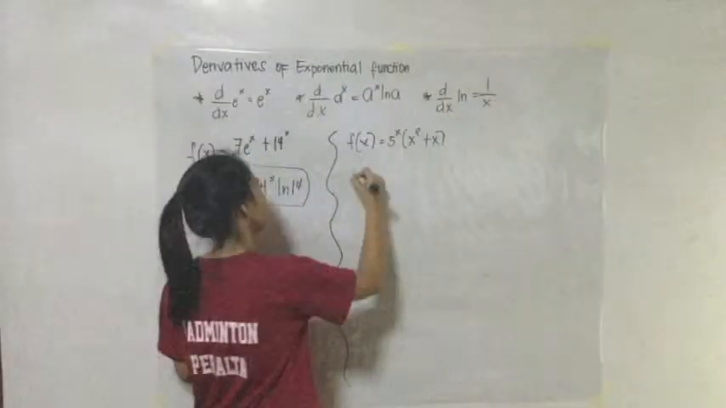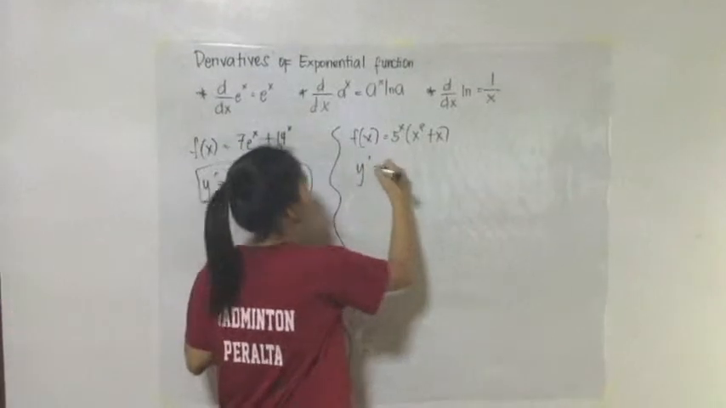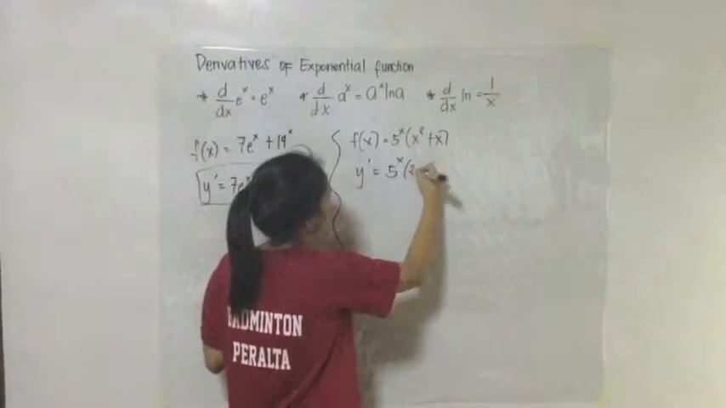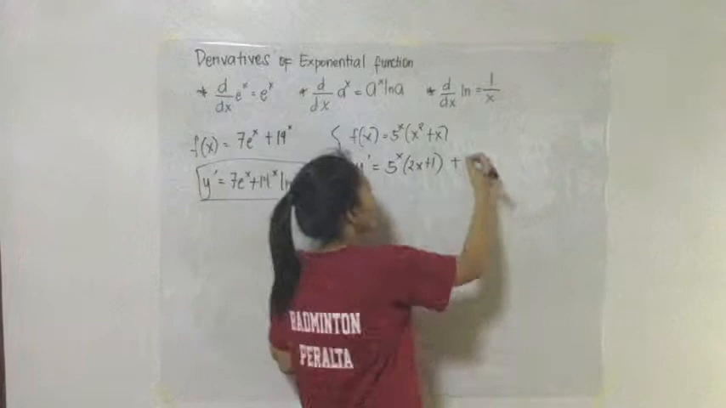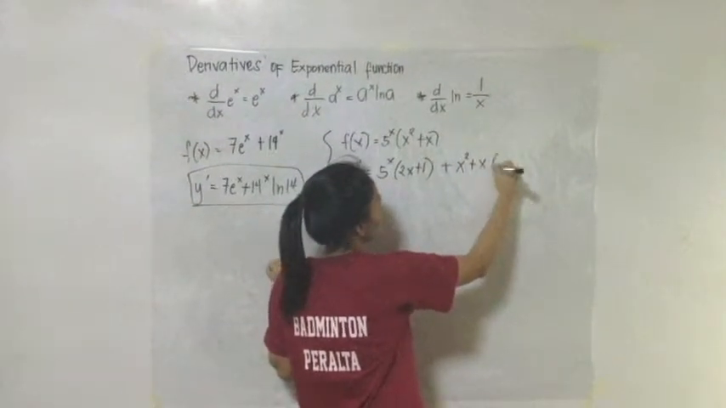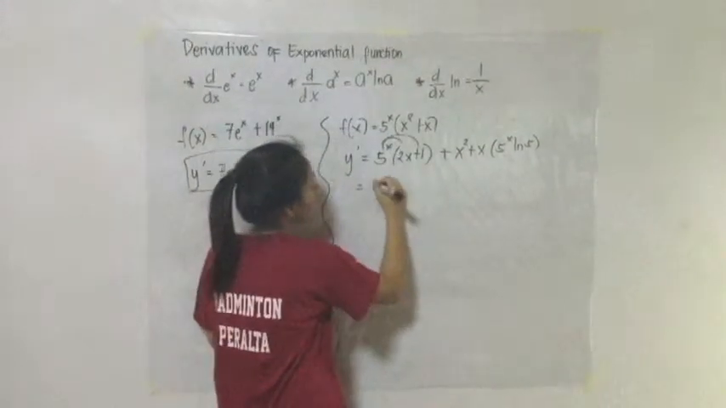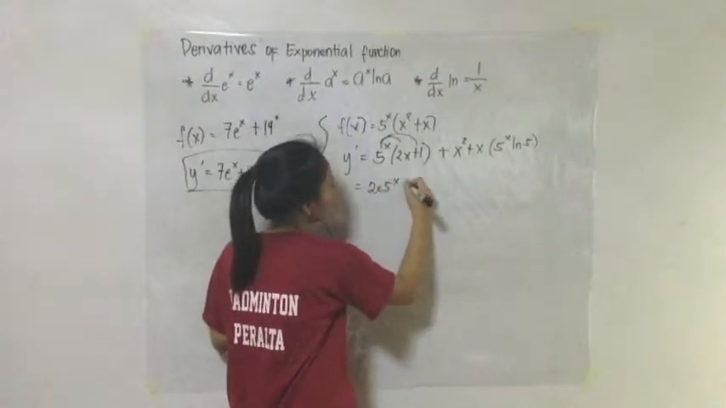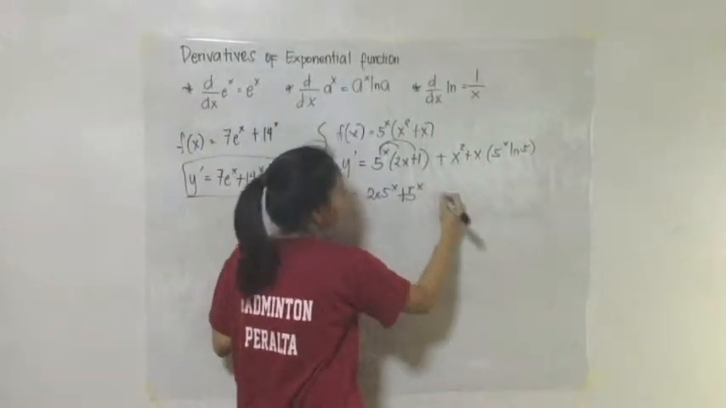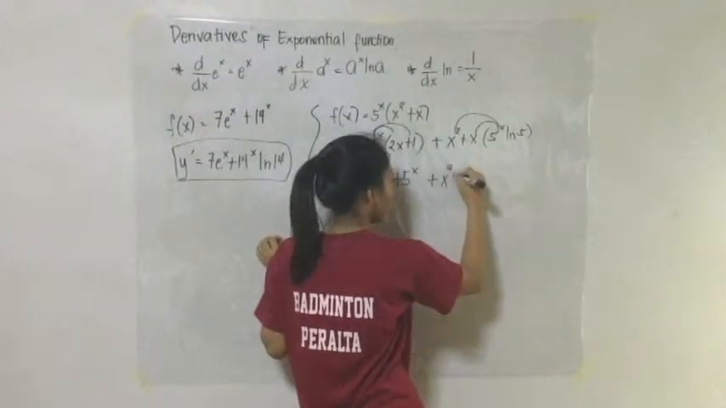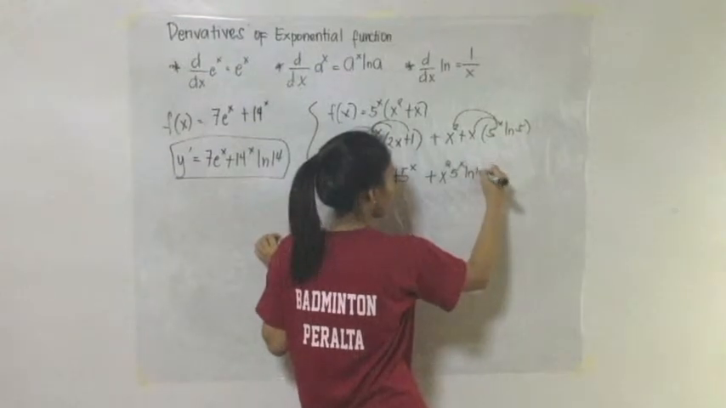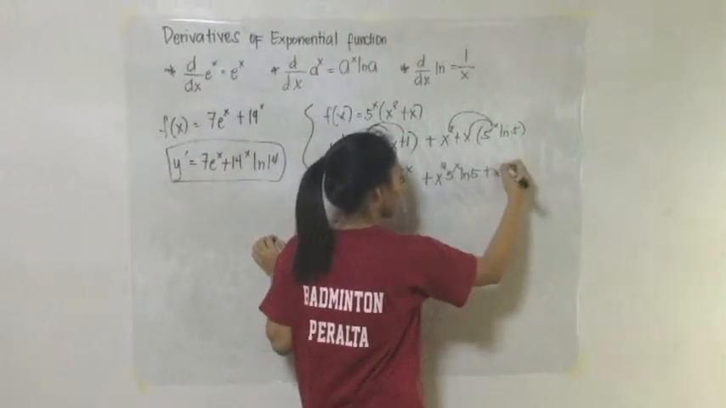For the second example, product rule applies. UV prime plus VU prime. F of x is equal to 5 raised to x times x squared plus x. Y prime is equal to 5 raised to x times 2x plus 1 plus x squared plus x times 5 raised to x ln 5, which is equal to 2x 5 raised to x plus 5 raised to x plus x squared 5 raised to x ln 5 plus x 5 raised to x ln 5.